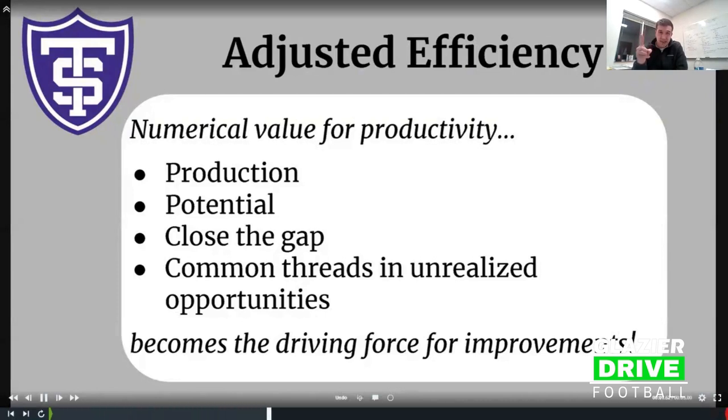We talked about it. How many times did we call it? How productive was it? Can we get a completion percentage or a base efficiency rating in a run play? All right. What type of production did we get?